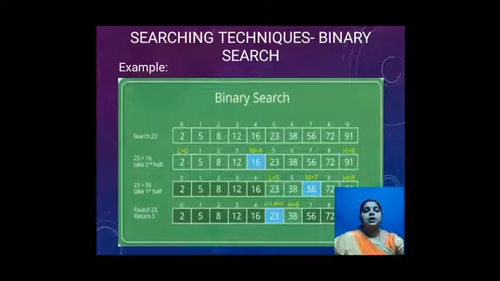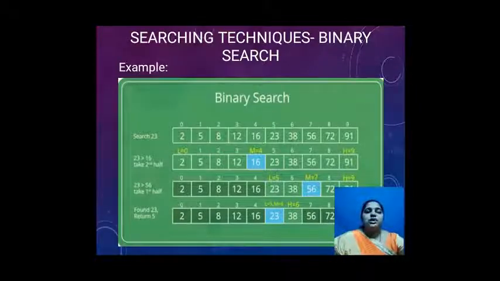So this is an example of the binary search method. Here our searching element is 23. By default it will move on to the second half, because the middle value here is 16. The searching element 23 is greater than 16, so we go to the second half.